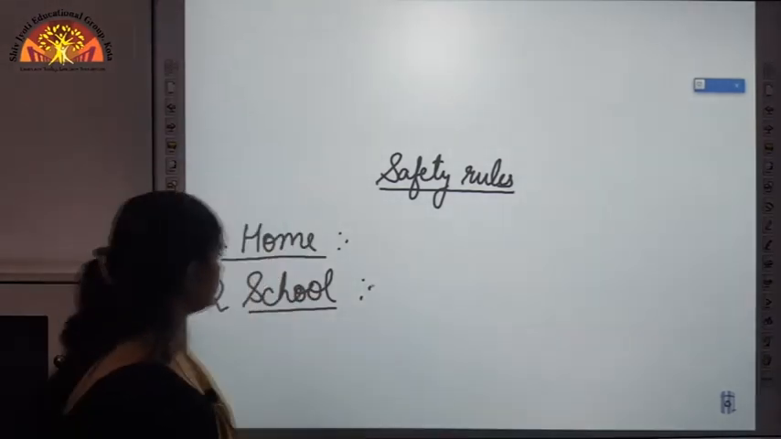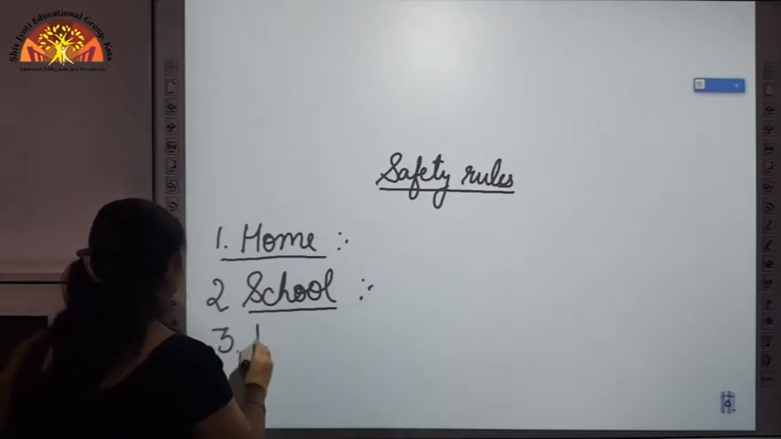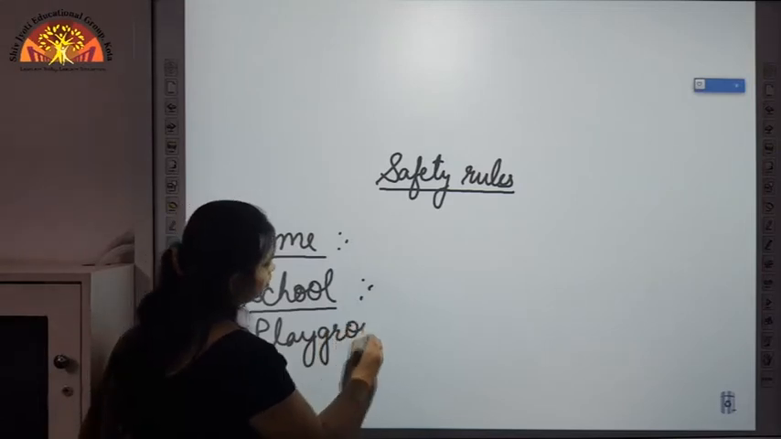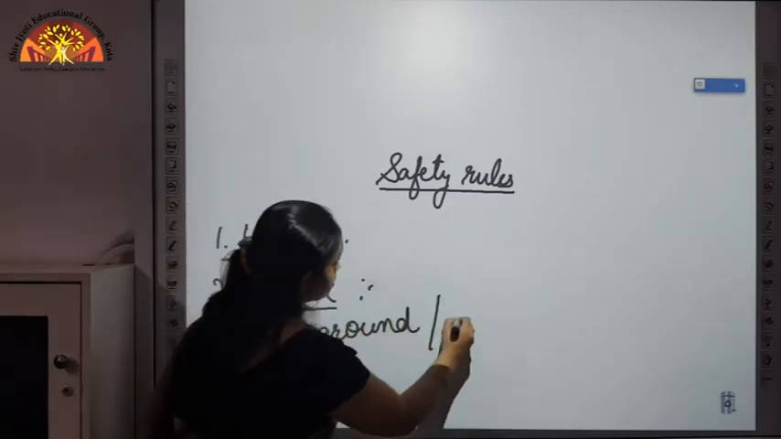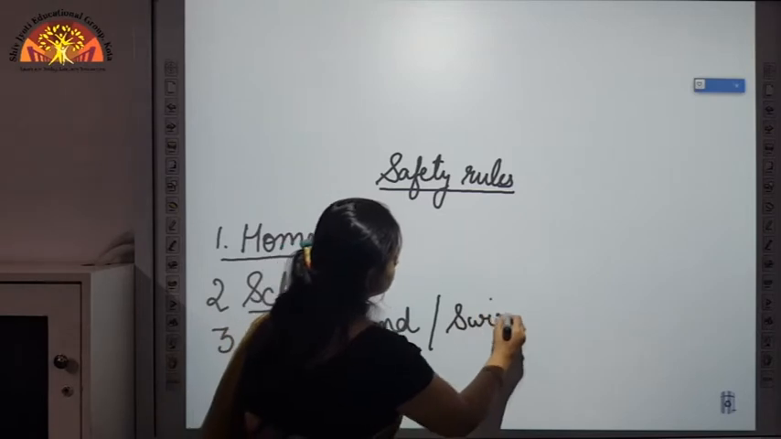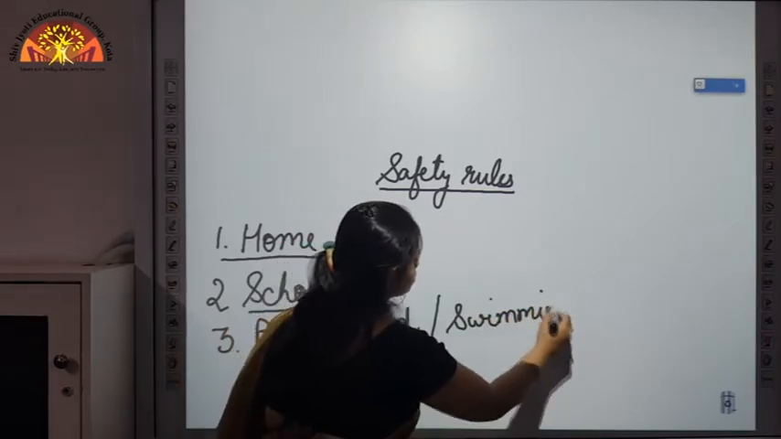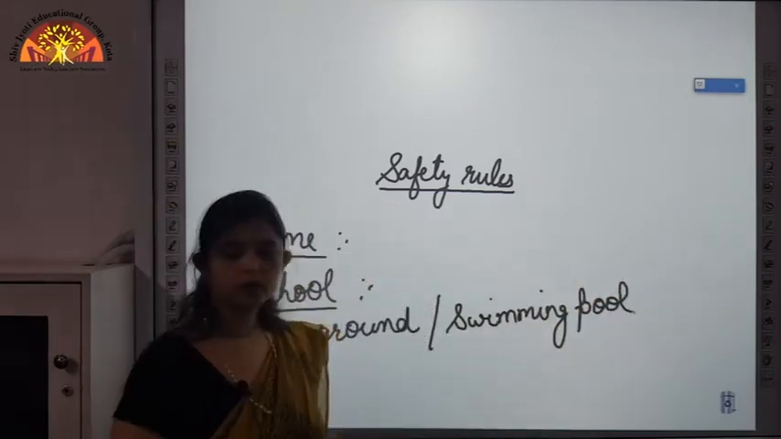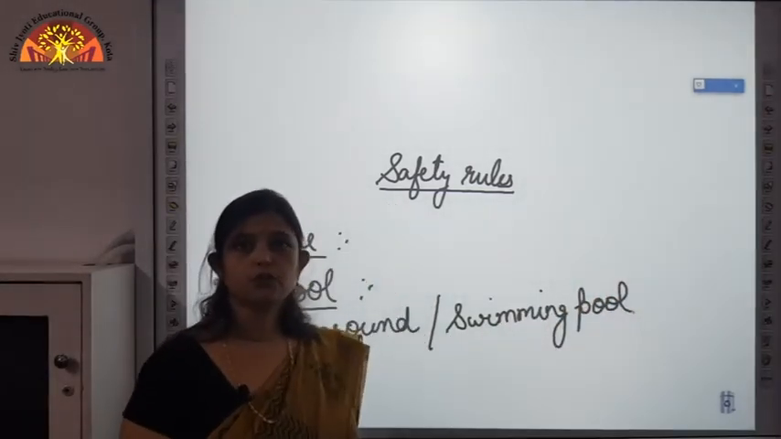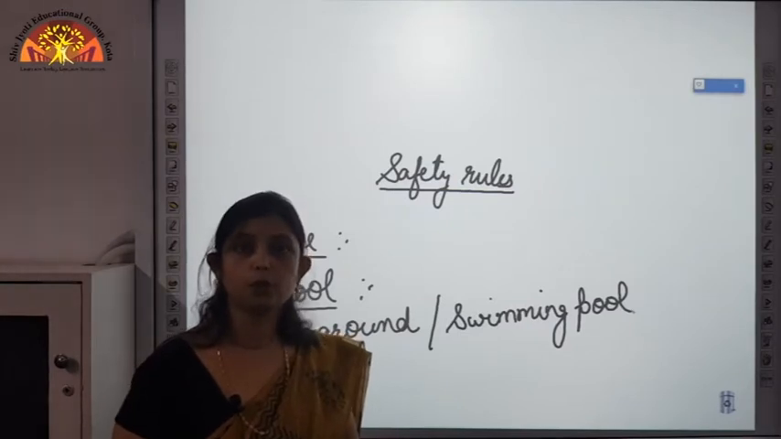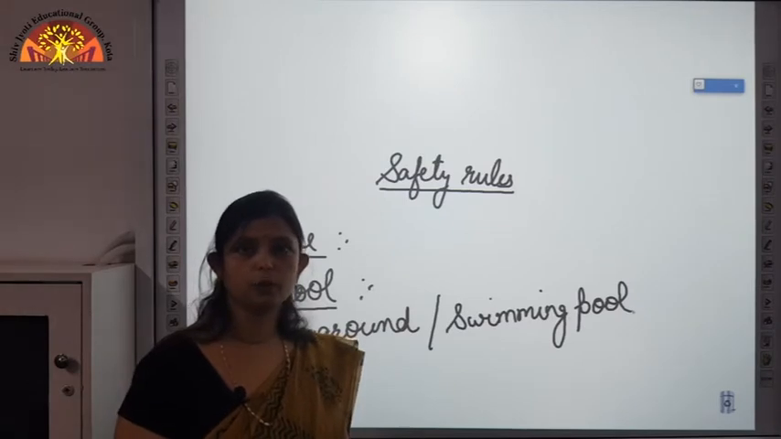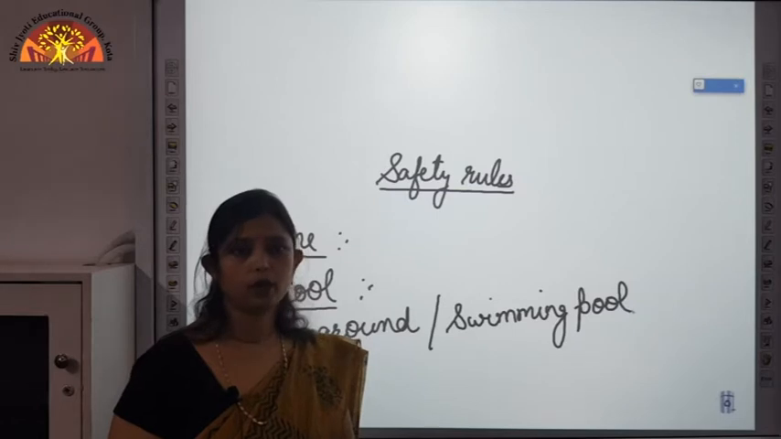Now the third is the safety rules at playground and at swimming pool. So students, whenever you are playing on the playground, you should not fight while playing. You should not push each other while playing. You should not play rough games. You should not play with sharp objects. Okay. So these are the things which you should follow when you are on the playground.